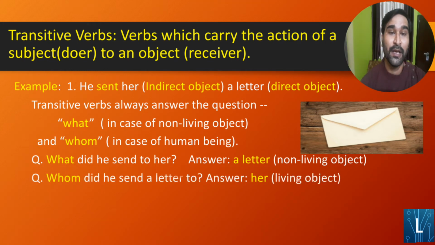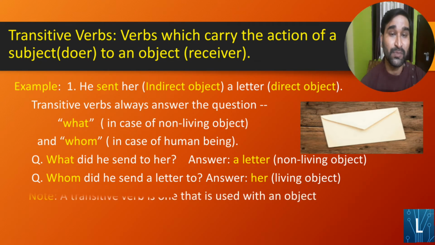Next, if we ask another question, whom did he send a letter to? The answer you are getting is her. So in case of a living being, you may ask the question with whom. Here you are getting the answer her, so her is also an object.